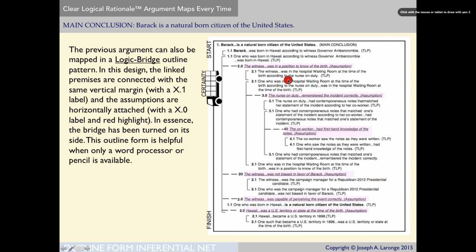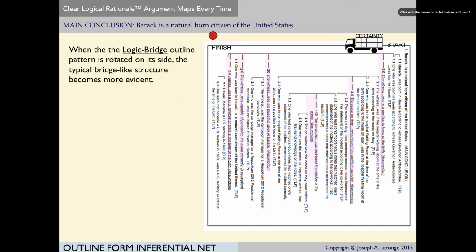So it's a different visual language and you're using different software, but even if you don't have any kind of argument mapping program, you can use these visual conventions to create very complex arguments. Here I've just turned it on its side so you can see how this word format in an outline form, when turned on its side, actually does resemble the logic bridge with the piers and the spans.